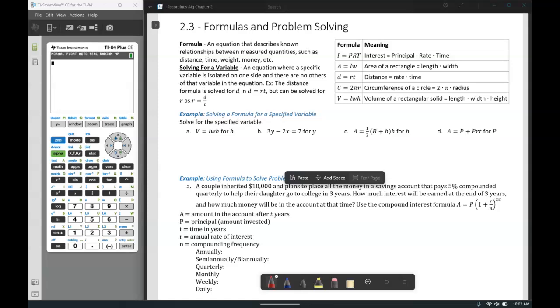So for example, the d in the distance formula is already isolated, but we can also solve for r by rewriting the equation in the form r equals d divided by t. So we're going to do that for each of our different equations here.